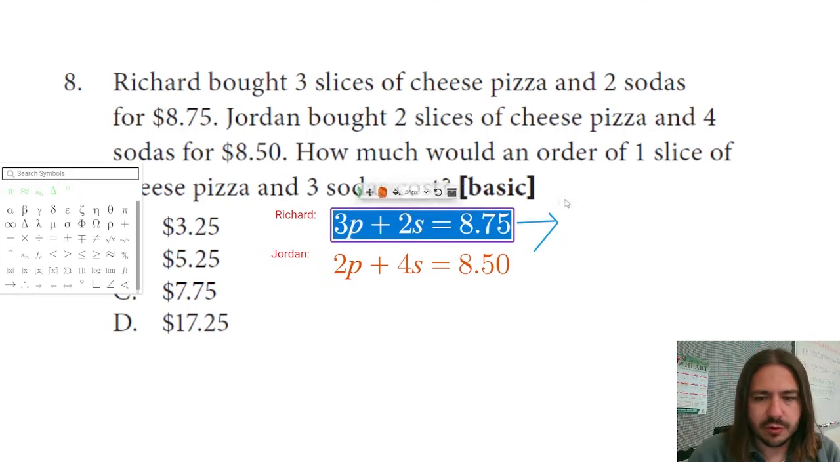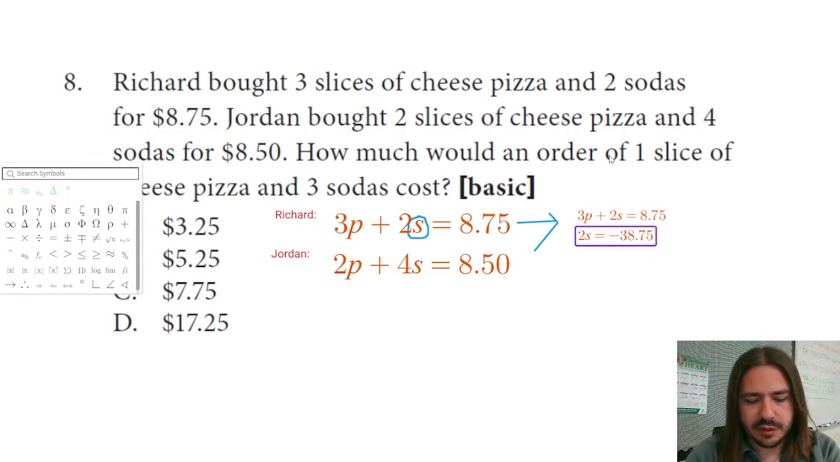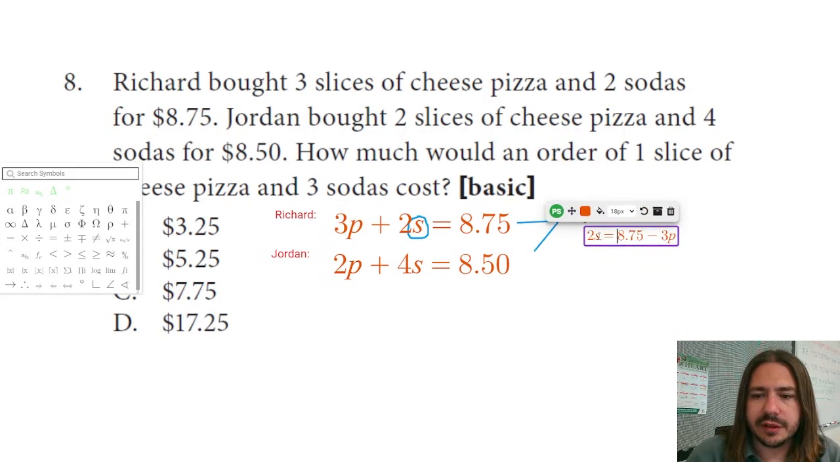Let me just go ahead and maybe rewrite this a little smaller here. All right, I'm going to subtract 3p from both sides. Okay, that's going to give me 2s equals, to make it simpler, 875 minus 3p. Then I'm going to divide both sides by 2. This is going to give me some pretty ugly decimals, but this is just the way it goes sometimes.